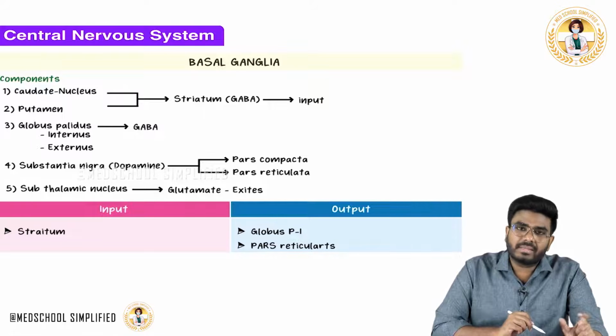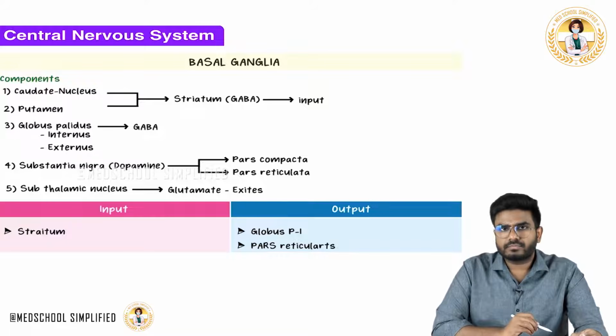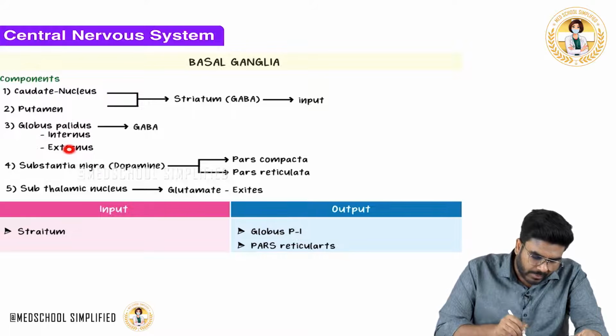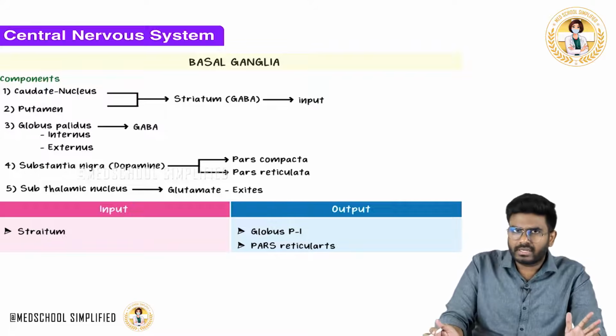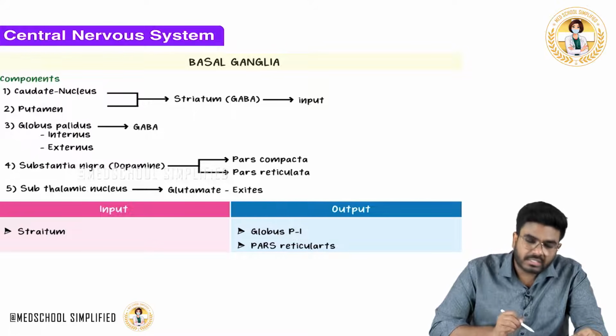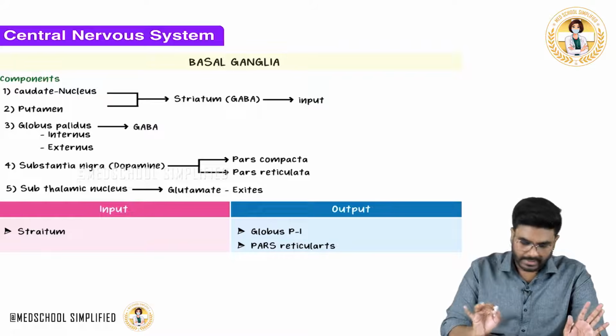Globus pallidus is actually present in the lentiform nucleus. It is divided into globus pallidus internus and globus pallidus externus. The putamen and globus pallidus together form the lentiform nucleus, but that's not needed now. The globus pallidus also produces which neurotransmitter? GABA, an inhibitory neurotransmitter. Done.